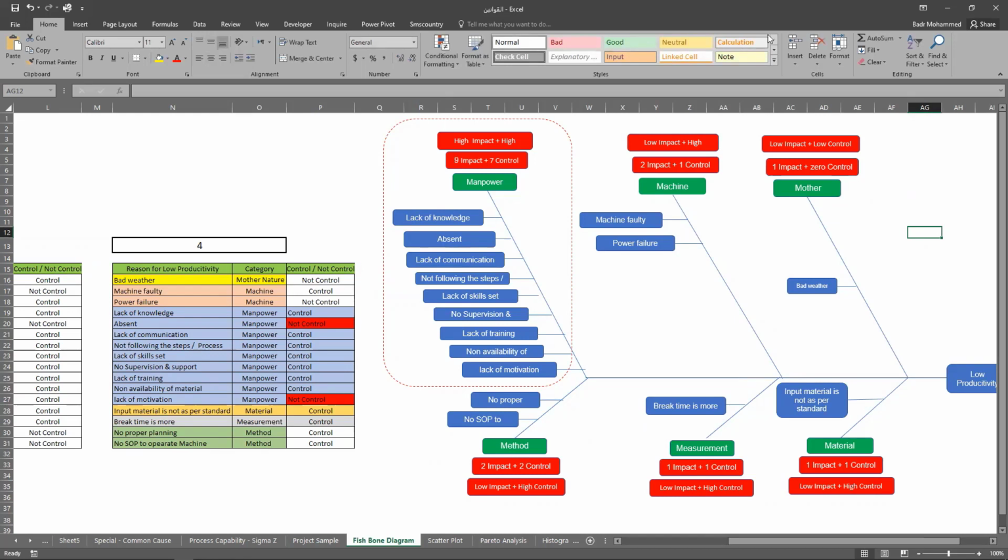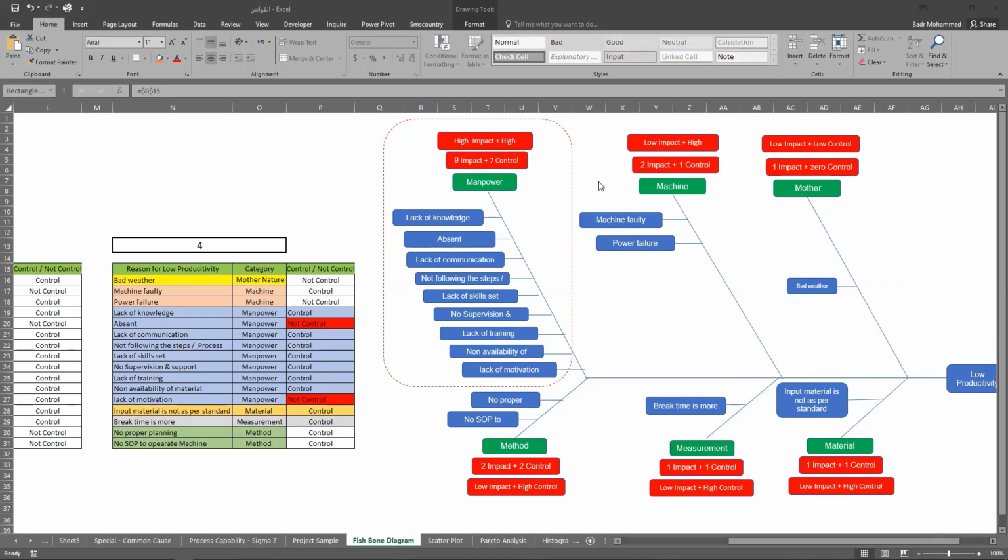Yes, good. Nawazi came up with the correct one. The issue here is the manpower. Why the manpower? You have 9 X's in the manpower. That means you need to fix only the manpower, then get your low productivity fixed. This is what we mean by visual analysis.